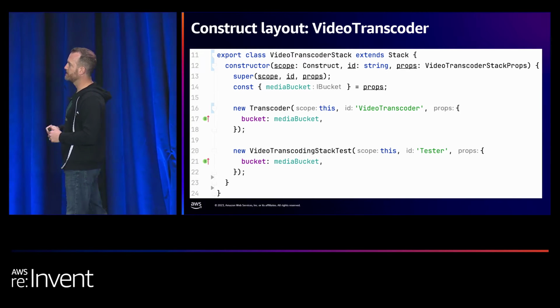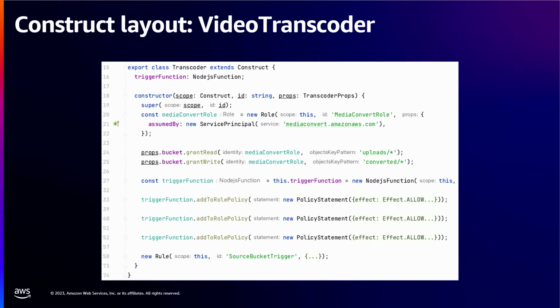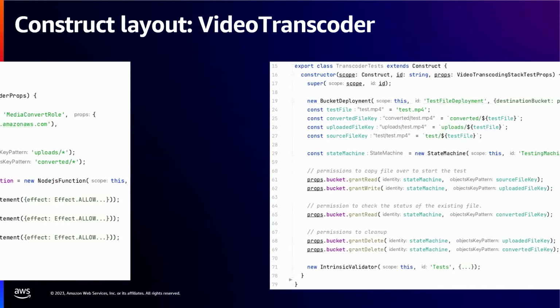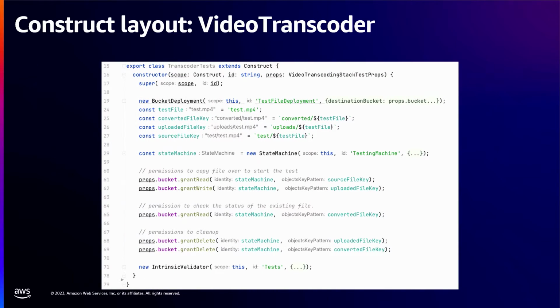And if I dig into the transcoder construct, I know that everything in here is related to just the transcoder and nothing related to the test, because I've got good isolation. So if I have to make a change, I know exactly where to go to do it. It's also a lot simpler and less code to read. My test is the same sort of thing. I know that everything in this construct is related to just the test, and if I need to make a change to that test in any way, I know exactly where to go to do it.